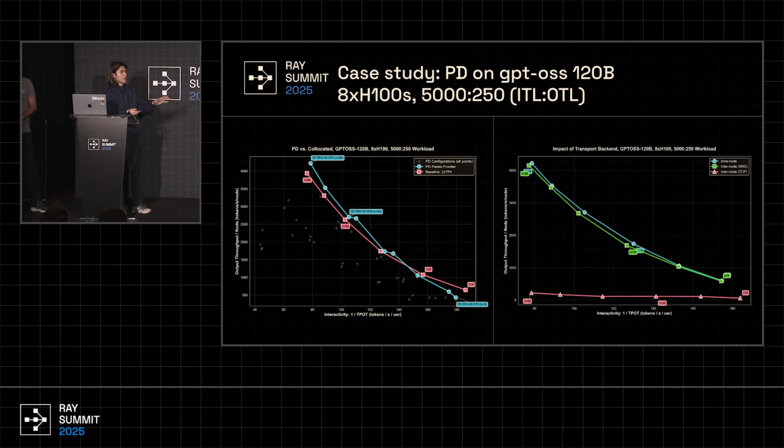And then I also want to make super concrete the impact of the transport backend. These KV cache transfers have to be fast for this to really work.